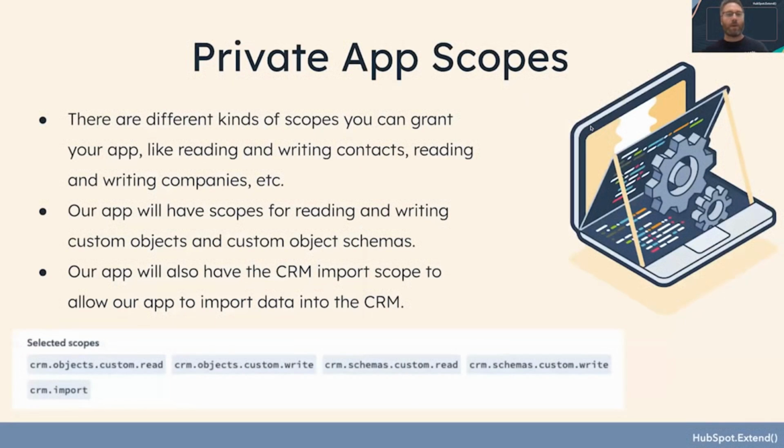So let's talk a little bit more about scopes. So there are different kinds of scopes you can grant your app. It's very similar to OAuth. So you can say like this app can read and write contacts. It can read and write companies. Our app, the one that we're going to create, is going to have scopes for reading and writing custom objects and reading and writing custom object schemas, because in our app, we'll be creating a custom object. So it'll be useful to have those scopes. And then we're also going to add a CRM import scope to our app to allow us to import data into the CRM via the API.